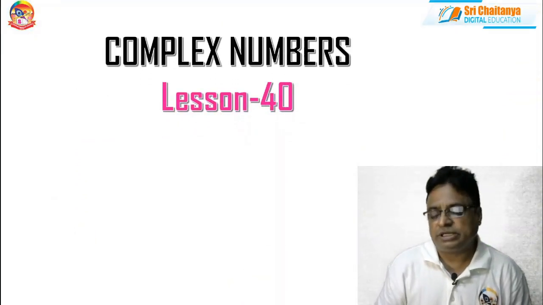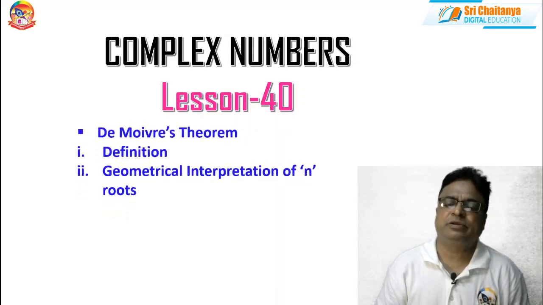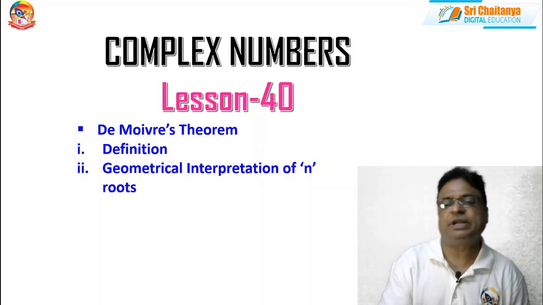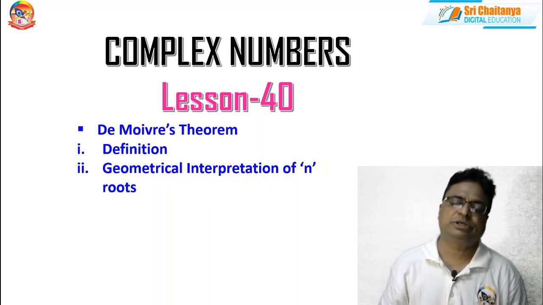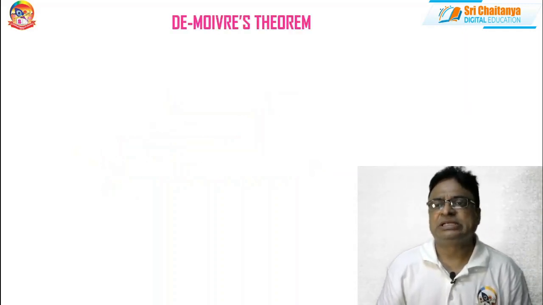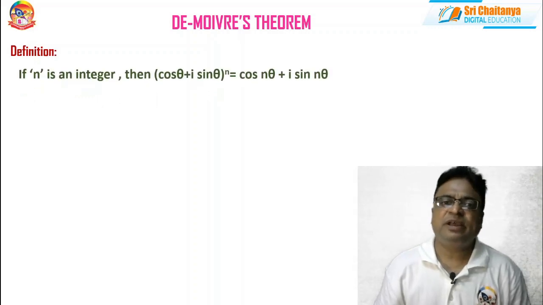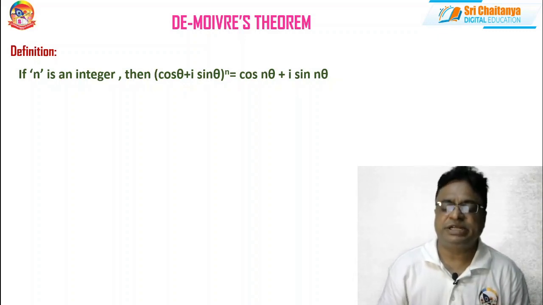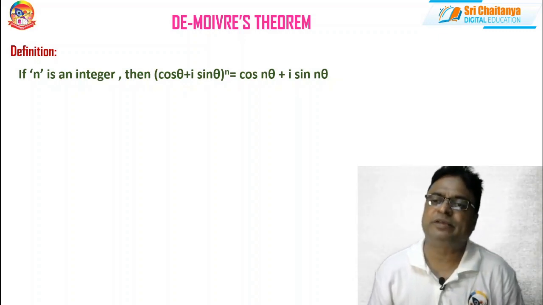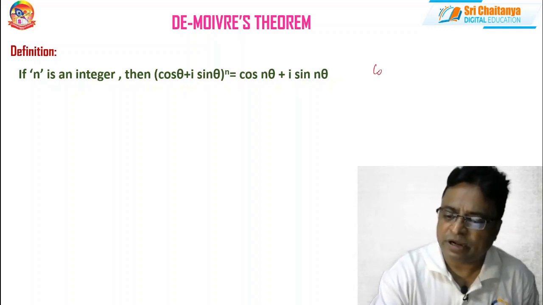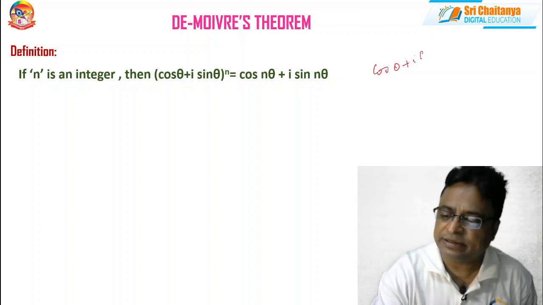Now, in complex numbers, lesson number 40, today we are concentrating on De Moivre's theorem. Of that, we are concentrating on the definition of De Moivre's theorem and the geometrical interpretation of n roots of a complex number. Now, coming to De Moivre's theorem, the statement is like this. If n is an integer, whether it is a positive integer or a negative integer, then (cos theta plus i sin theta) whole power n is equal to cos n theta plus i sin n theta.